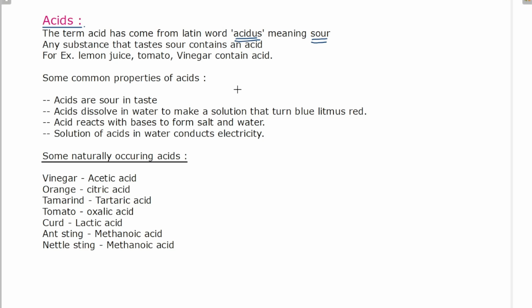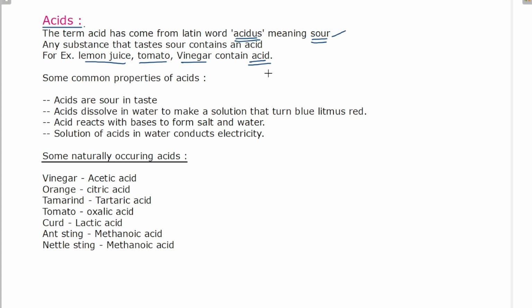There are many vegetables and fruits which we eat. They are sour in taste because they all contain acids. For example, lemon, tamarind, tomato, oranges, they taste sour because they contain acid. Any substance that tastes sour contains an acid. For example, lemon juice, tomato, vinegar, they all contain acid. This is about the natural sources of acids.